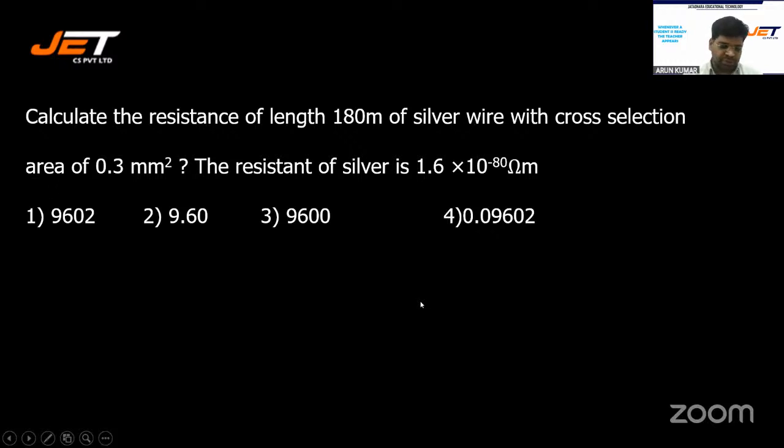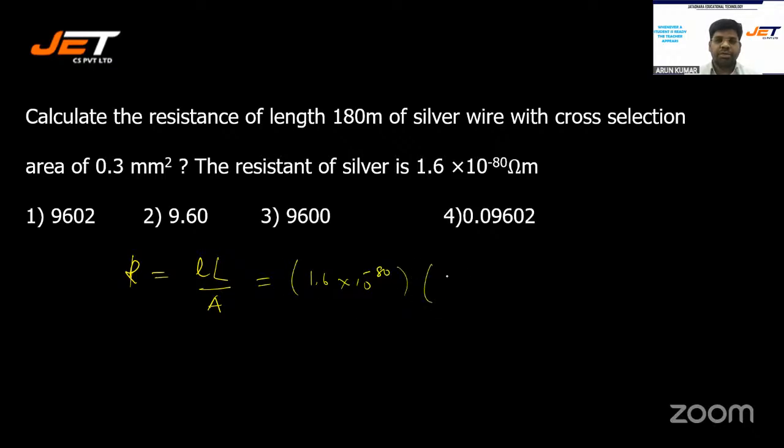Yeah, so what do we do? This formula we haven't discussed. Let me just tell you. Resistance is equal to rho L by A. So rho, the resistivity, is given as 1.6 into 10 power minus 8 ohm meter. Length is 180 meters. Area is 0.3 into 10 power minus 6, because it is given in millimeters and I have to convert to meters. And this is 10 power minus 8, students, not 80. Right? It's supposed to be 10 power minus 8.